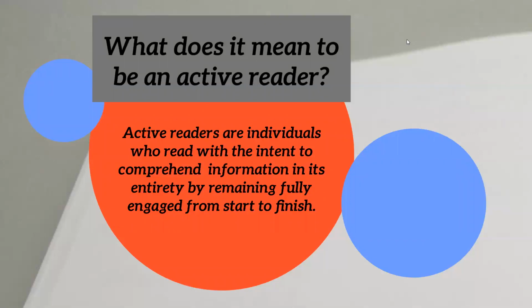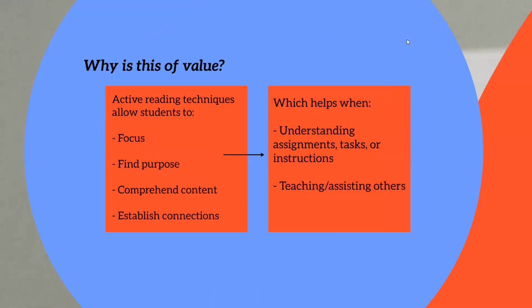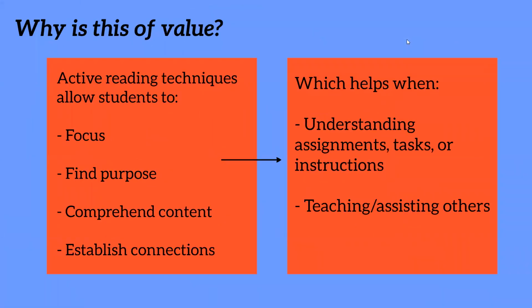First, I want to talk about what it means to be an active reader. Active readers are defined as individuals who read with the intent to fully comprehend information. And they do this by remaining engaged from the point they start reading to the time that they finish. And this is really important. Active reading strategies allow us to focus in on what we're reading and to find purpose and value in the material, to comprehend the material we're reading, all of those main points and supporting details, and to establish connections with the material to find it relatable in some capacity.